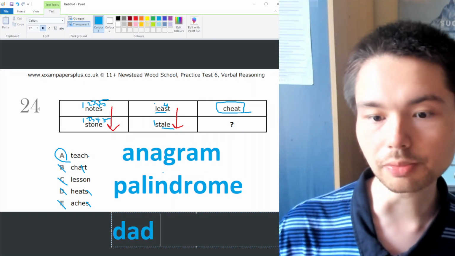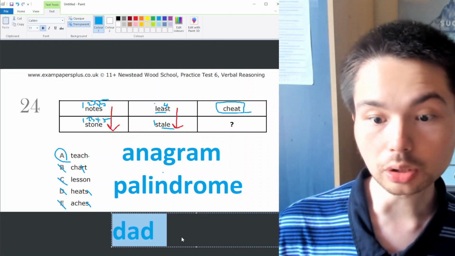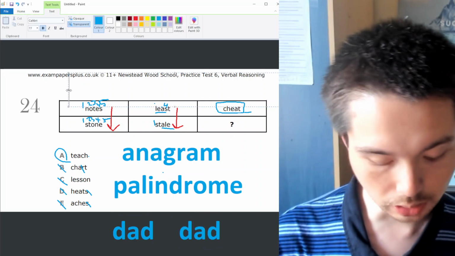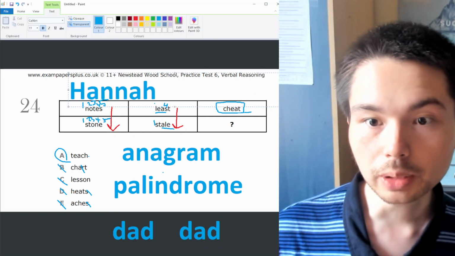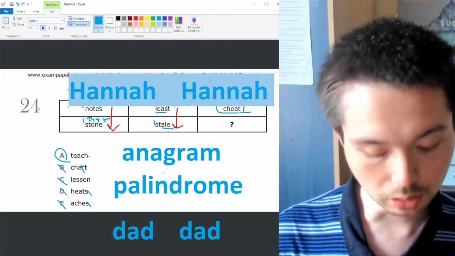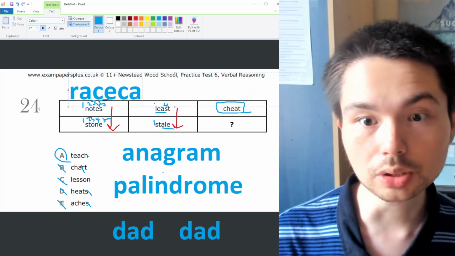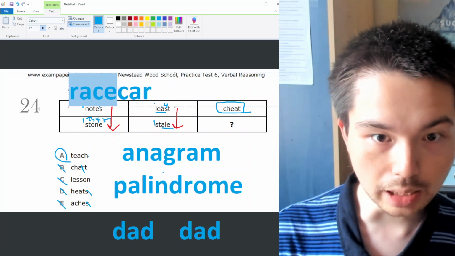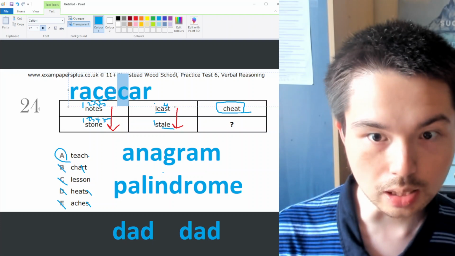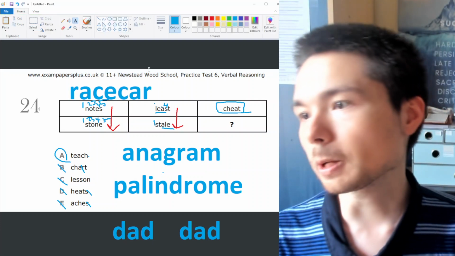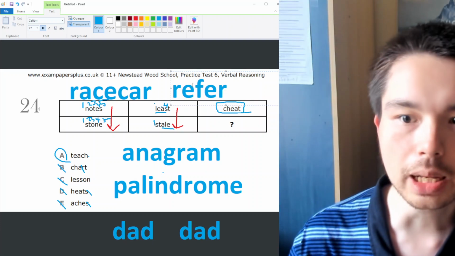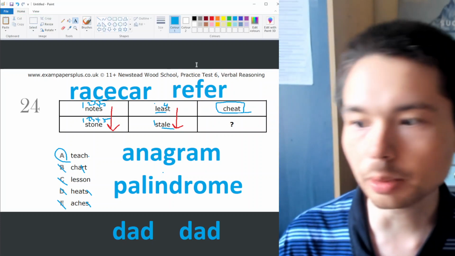So dad is a famous palindrome because you just flip it upside down, dad as well. Hannah, just a girl's name. If you spell it back to front, it's still Hannah. And my favorite ever palindrome, which I saw very recently, is race car. Wow. If you flip this upside down, it's still the same spelling. R-A-C-E-C-A-R. Crazy. That's one of the best ones I've ever seen. And here's another one, refer. Spell it backwards, R-E-F-E-R. There we go, that's it.